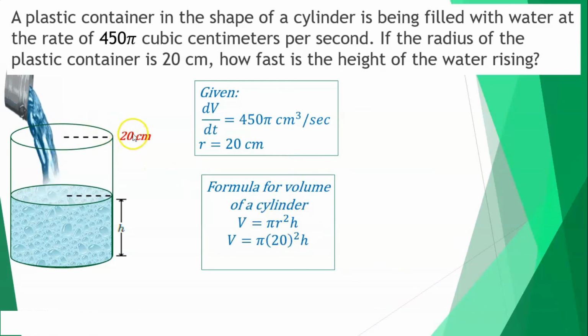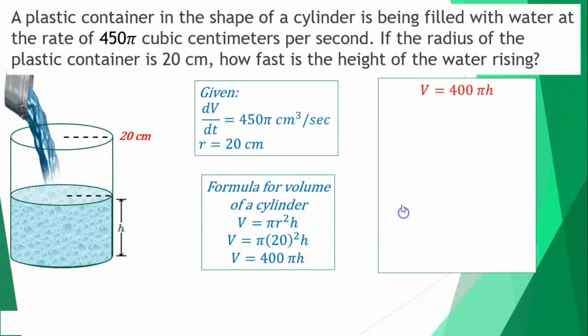Take note, our r here is 20. So 20 squared, that would become 400 pi h. Now at this point, let's get its derivative. So the derivative is dV/dt. Derivative of 400 pi h is actually 400 pi dh/dt.